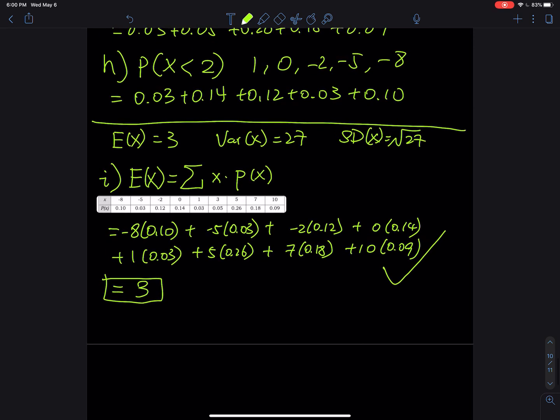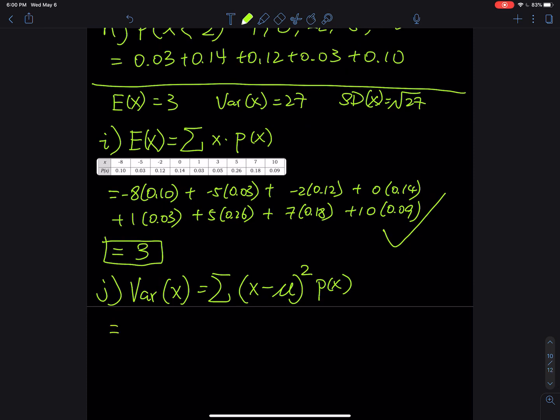And then J is the variance. So the variance, we have the sum of each x, subtract the expected value, square the result because we want to avoid negative, and then times probability. So that is equal to the first x minus the expected value, square the result, times the probability. And then we do this for every single x and change the number accordingly.